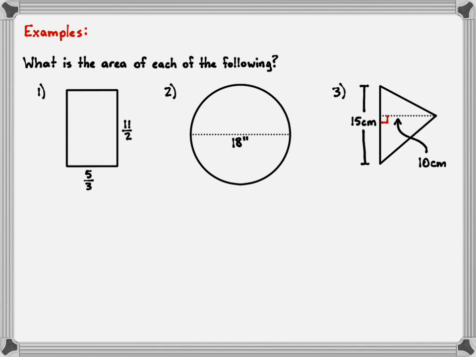Number one, what is the area of each of the following objects? So number one, it's a rectangle. The base of this rectangle is 5/3 and the height is 11/2.